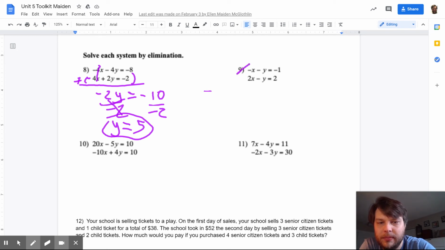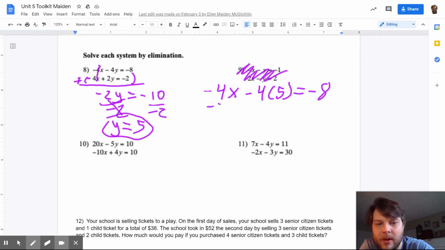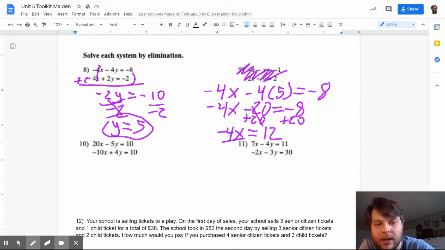The top equation, let's just cross this out for now. The top equation says negative 4x minus 4y, so I replace it with 5, equals negative 8. So that's negative 4x minus 20 equals negative 8, plus 20 to both sides. To isolate the variable, negative 4x equals 12, and then divide by negative 4. So x equals negative 3.